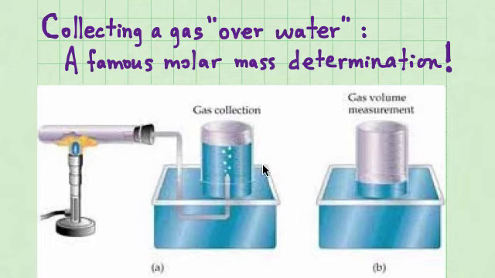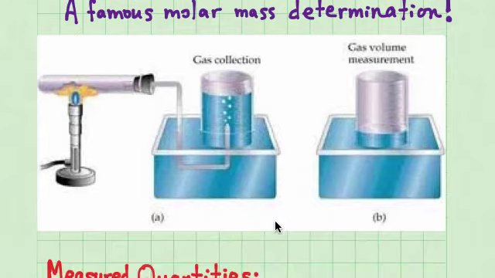And when you're done collecting the gas, the level of the water outside should be equal to the level of the water inside. If they weren't exactly equal in height, this jar might need to be raised or lowered so that we have some knowledge of the pressure inside this container being equal to the pressure of the air outside the container. Well, here's some things we need to measure.